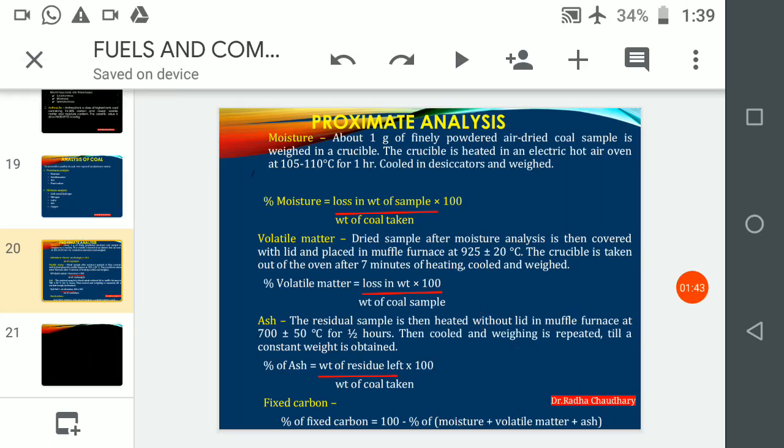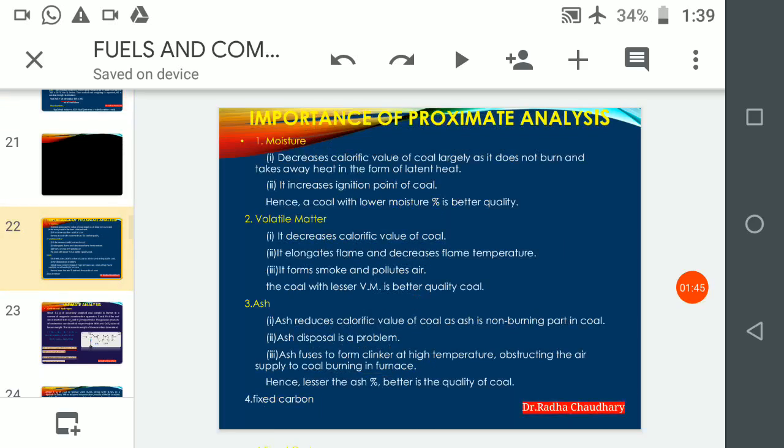Then what is the significance of proximate analysis? First is moisture content. This moisture content decreases the calorific value of coal. It means it increases the cost of coal as well as the transportation charges. It also increases the ignition point of a coal sample.